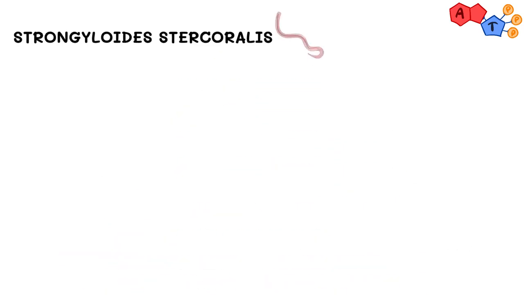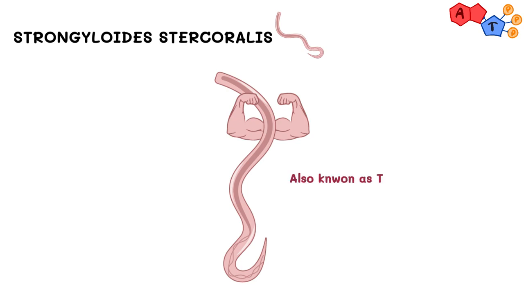The first nematode on the list is Strongyloides stercoralis. It's strong and it's a threadworm, and that is its second name. Strongyloides has many species, but Strongyloides stercoralis is the one that commonly affects humans.